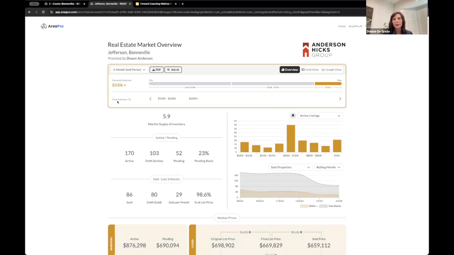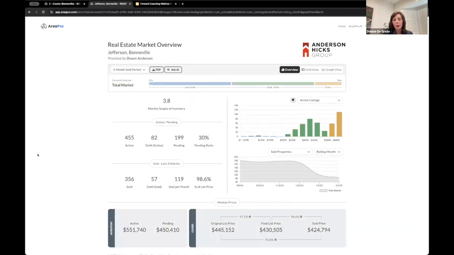Someone is asking, does this work for rentals as well? Not yet. Right now, it's residential. So no land, no commercial, and no rentals. It's residential of all types: manufactured homes, condos, townhomes, single family detached, yes, but not rentals.